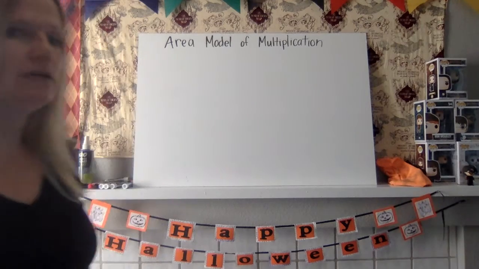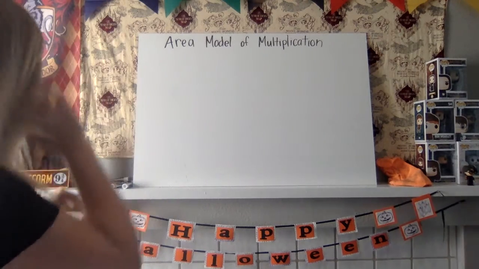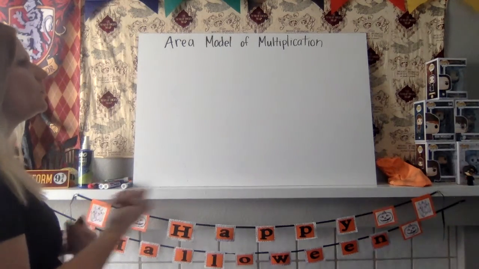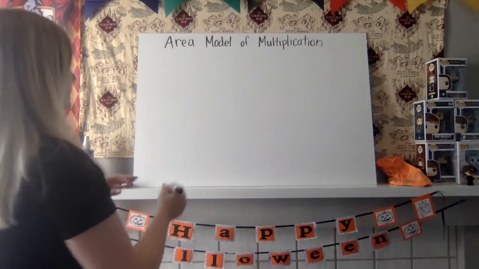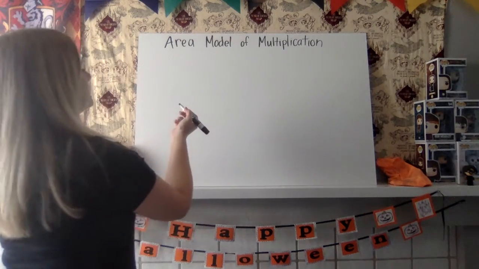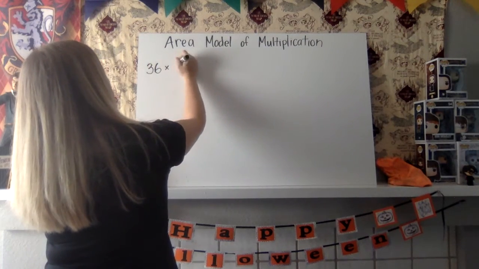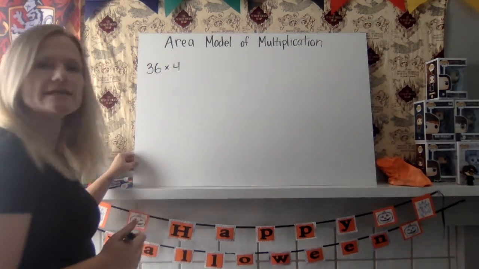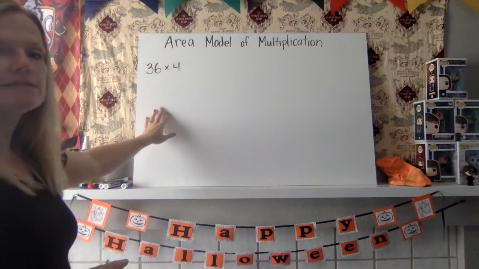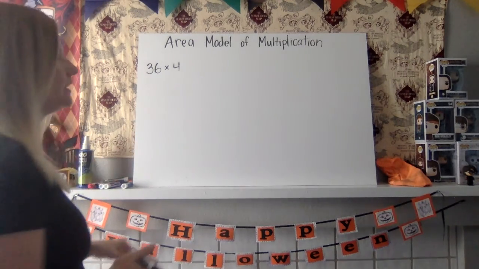So in fourth grade, you learned the area model of multiplication, but you learned it with a 2 by 1, which means you would say 36 times 4, for example. So this is an example of a problem that you would have done in fourth grade.